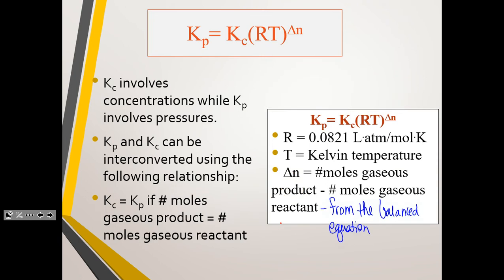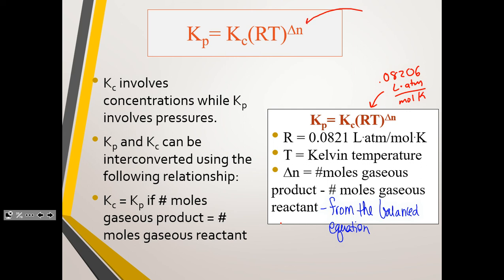There's an equation that relates the value of Kp with the value of Kc, but because gases are involved, we have to use the gas constant. In this equation, Kp, the equilibrium expression for pressure, equals Kc, the equilibrium constant for concentration, times RT. Because we're using atmospheres for pressure, R is 0.08, or you can use 0.0821, liters atmospheres over moles Kelvin. So make sure your temperature is in Kelvin and your substance is in moles.